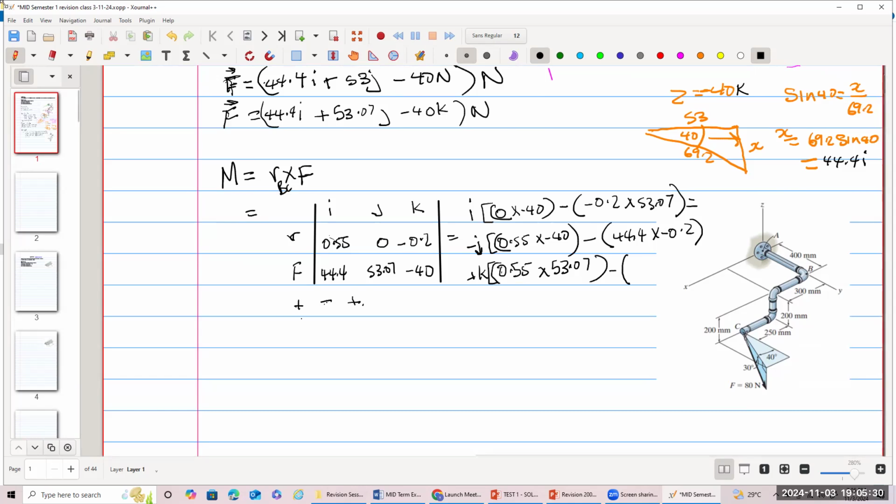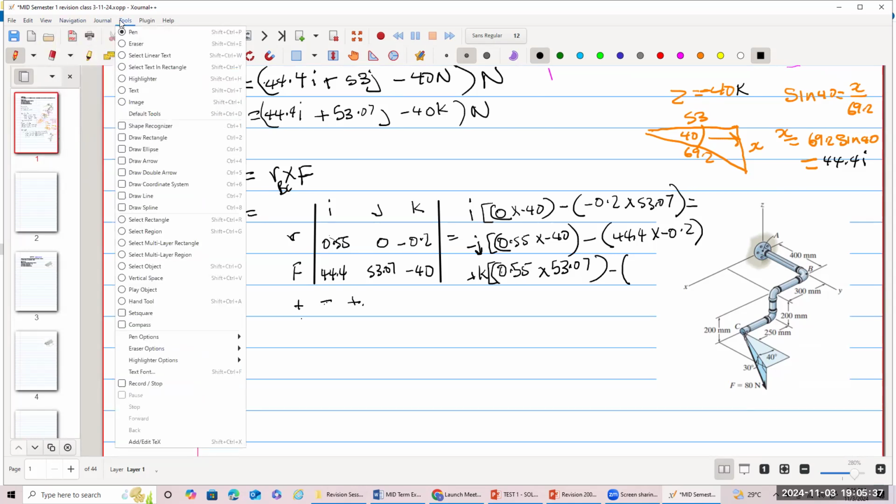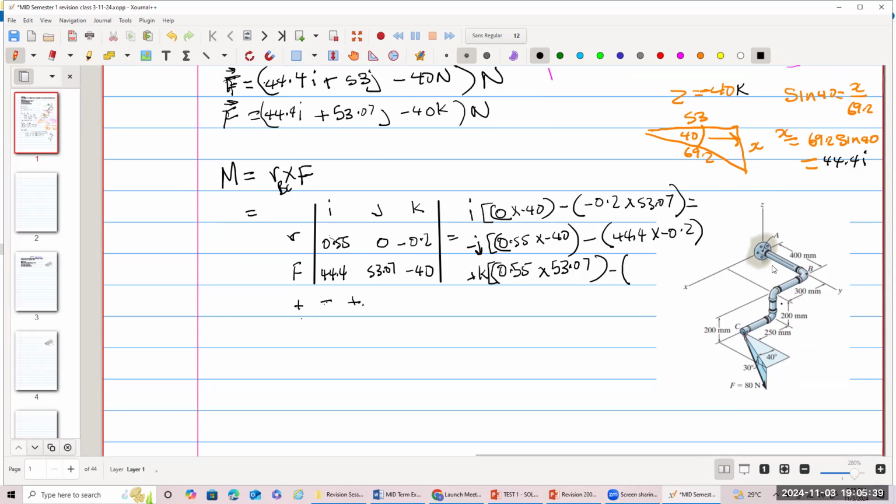We probably need to move this here. Can I move it? How do I move it again? This thing I want to move from here. How do I move it? As I'm saying, I don't use the software very often, but I find it has some good features. Trying to move it.